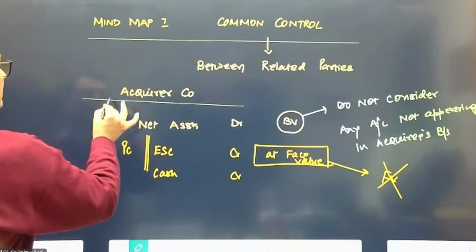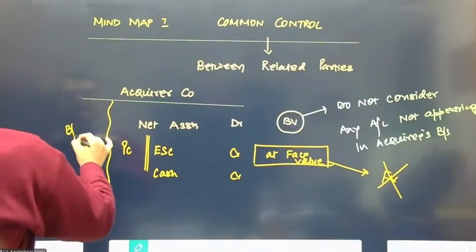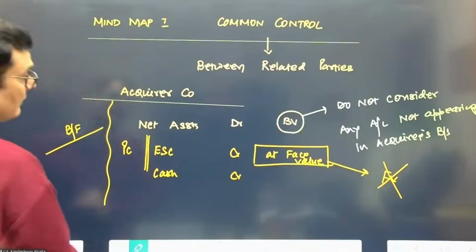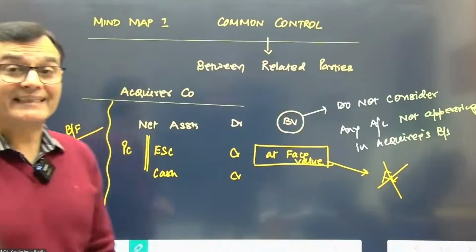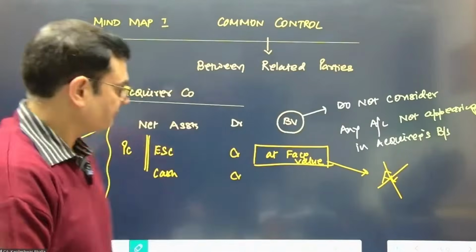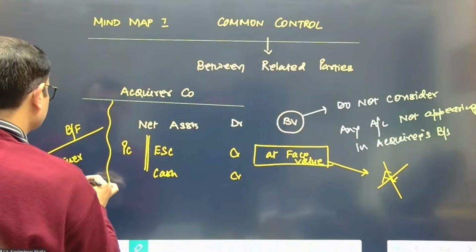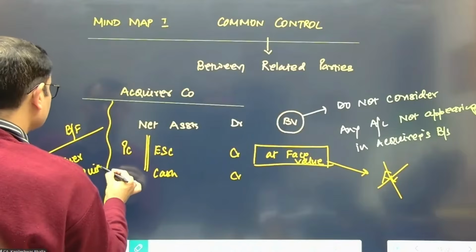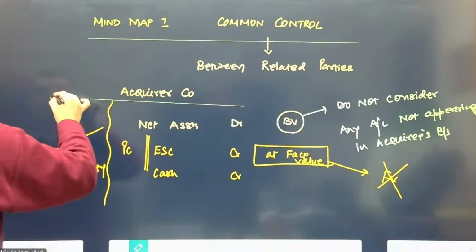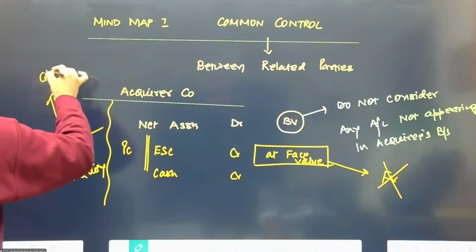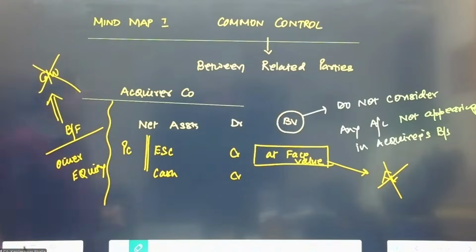And now tell me, where will you take the balancing figure in this entry? Is it goodwill, capital reserve, or adjusted somewhere else? Other equity. Whatever is the balancing figure is going to be adjusted in other equity. So another focus point is that we do not get any goodwill on a common control transaction. So the accounting becomes fairly more simple.